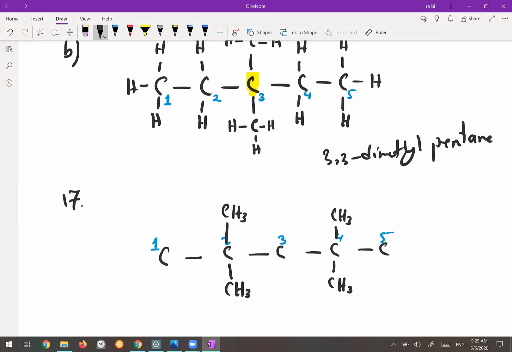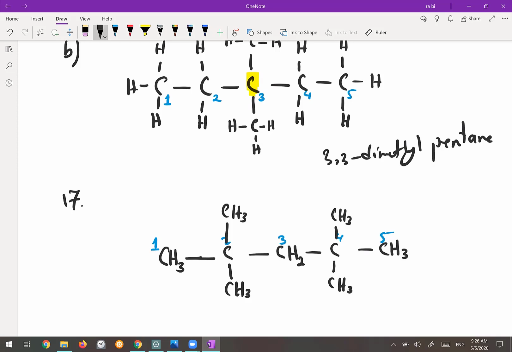Now I must add the hydrogen to the rest of the carbon. The first carbon needs 3 hydrogen, so I write CH3. It's connected. This carbon doesn't need any hydrogen, carbon number 2. Carbon number 3, it needs 2 hydrogens, so I write CH2. Carbon number 4, it doesn't need any hydrogen, it has already 4 bonds. But the last carbon, carbon number 5, it needs 3 hydrogens, so I write CH3.